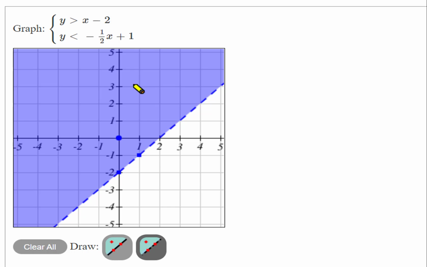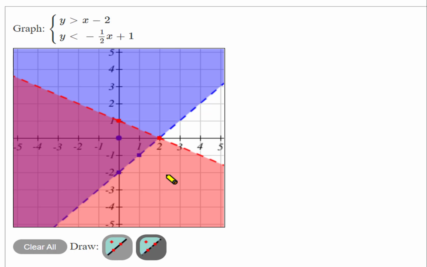So then the other line, y is less than negative 1 half x plus 1, it's also a dashed line, has a y-intercept of positive 1, and a slope of negative 1 half, so go down 1 and over 2. And then you have to decide which side of the line you want to graph or shade. So we'll try the origin again. So that would say, if you plugged in the origin here, that would be 0 is less than 1, which would be a true statement. So there you go. Now when you click, it will stay, and you've graphed it.